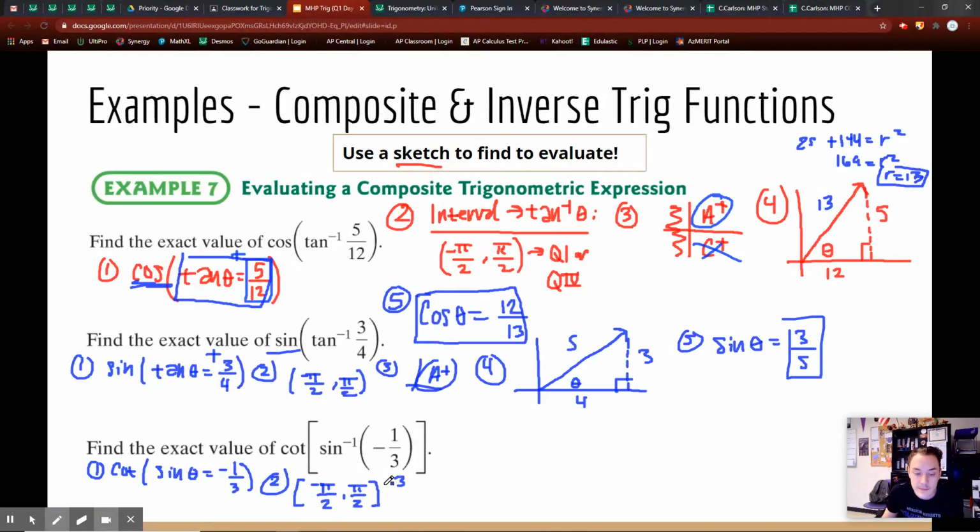And now my third step is finding out, if I'm left with All Students Take Calculus, I can't use the third or second quadrant because I'm only stuck with the right side of the unit circle, right? So it's either in the first one or the fourth one. Now, if this is negative, that means it can't be in the first because all functions are positive there. So that means it's got to be the fourth. So when I go over here, I blow up my fourth quadrant.